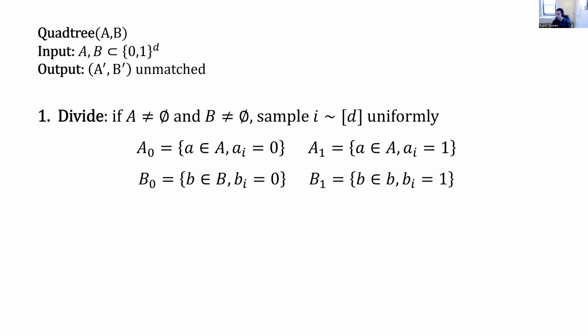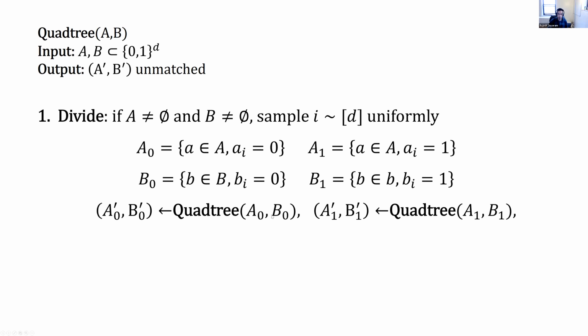And so the algorithm simply samples one coordinate at a time and splits the points based on the value of that coordinate. So if these sets aren't empty, we sample a coordinate i uniformly from the dimension, and then we create these four sets, A0, A1, B0, B1, where A0 is the subset of A with the ith coordinate equal to 0, and A1 is the subset of A with the ith coordinate equal to 1. So we're splitting based on the value of the ith coordinate, similarly for B. And then we just recurse on the ones and the zeros. So we recursively call the quadtree on A0, B0, and quadtree on A1, B1.